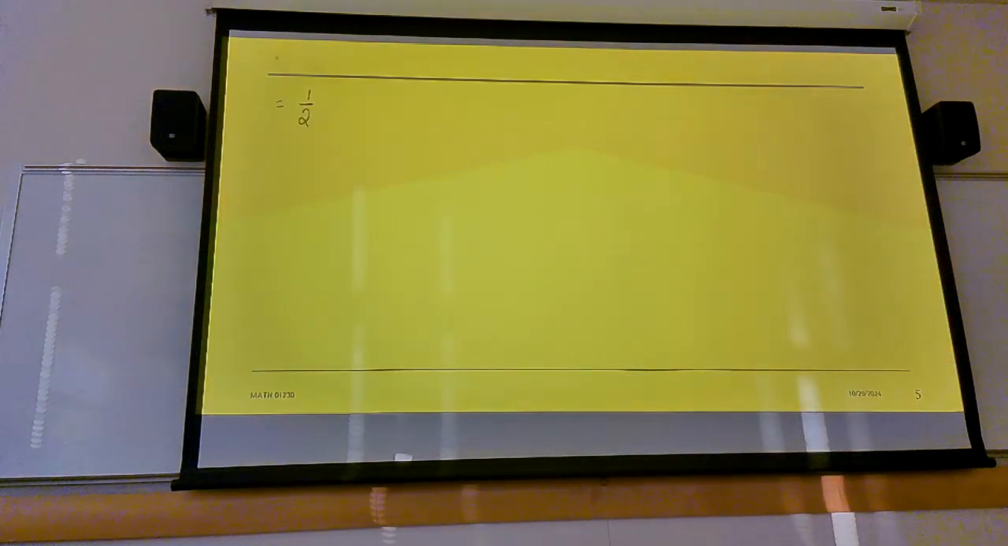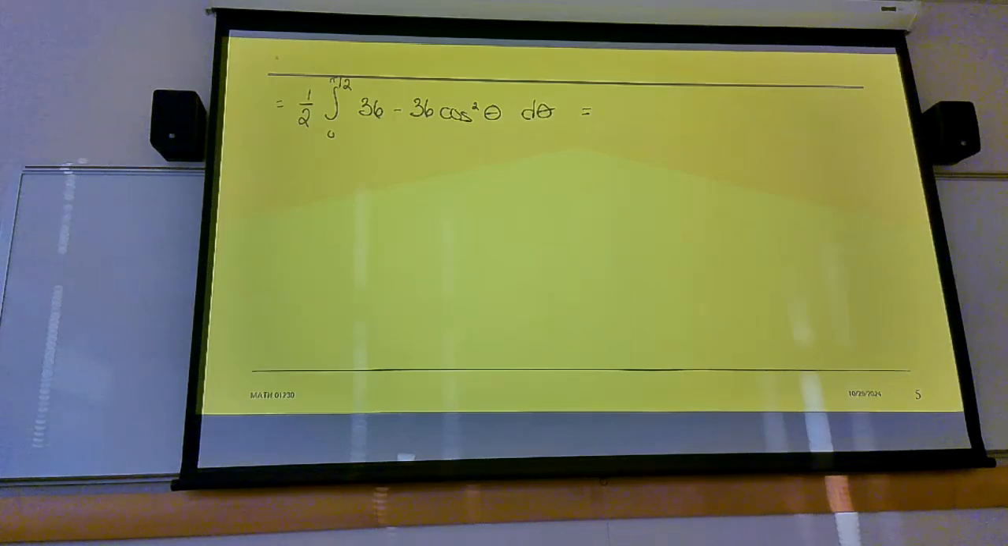And evaluate r squared from 6 cosine of theta to the 6, you should get 36 minus 36 cosine squared, right? How can we simplify that? Isn't that just sine squared? 36 sine squared. Yep. Factor out the 36. I was going to say factor out 36 over 2.